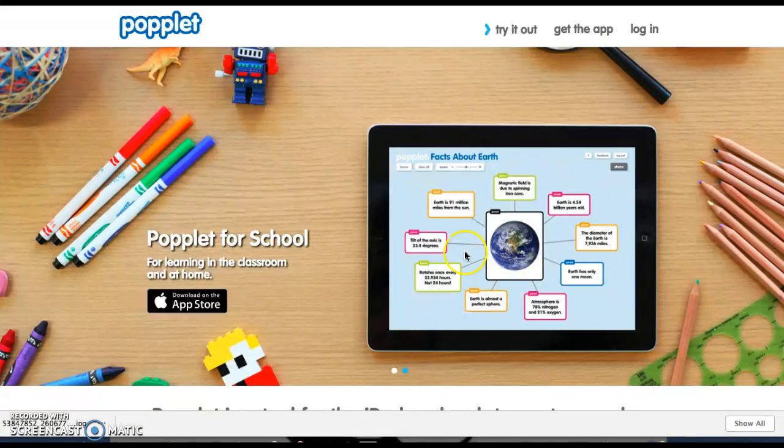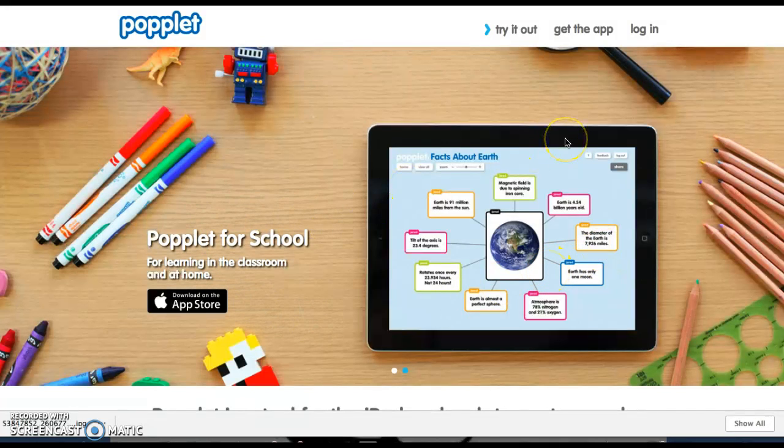Popplet is great. You can see here, you can put your subject area in the middle, such as the book. We'll see, 5 Lovely Ladybugs in the middle here. And then for each subject area, you would put science, for example, and then 2 activities. Math, 2 activities. ELA, 2 activities, and so on.